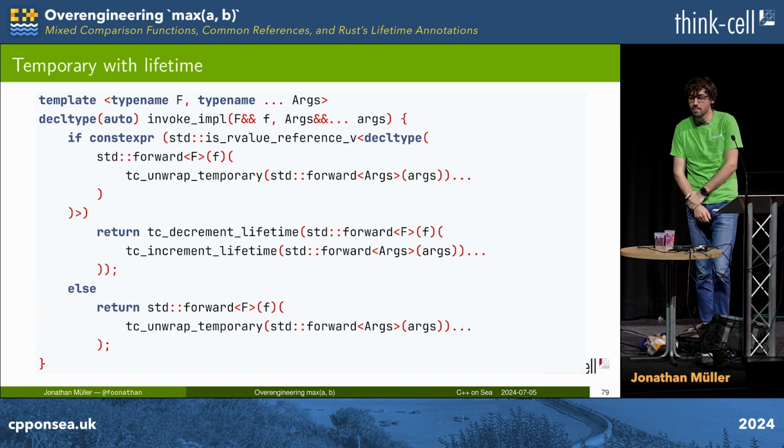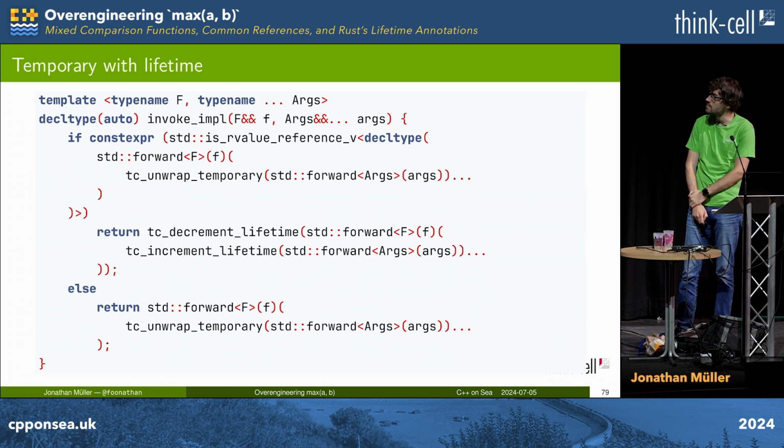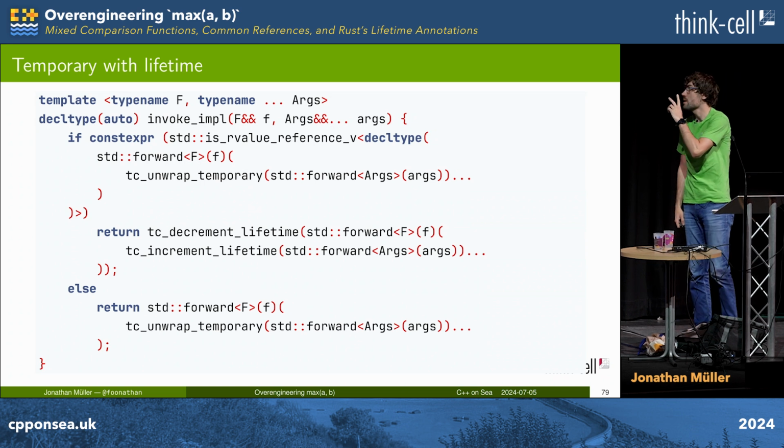Yes. The if constexpr context, why do you need to call TC unwrap temporary on the arguments? Right. Not when you return the actual. Okay.